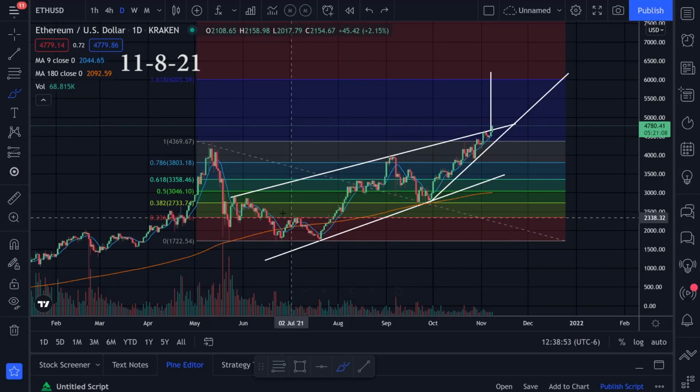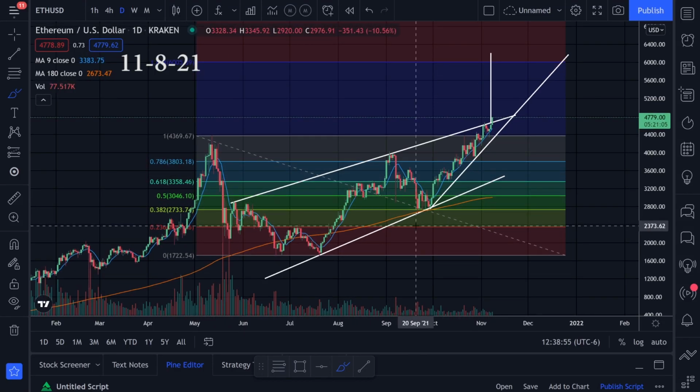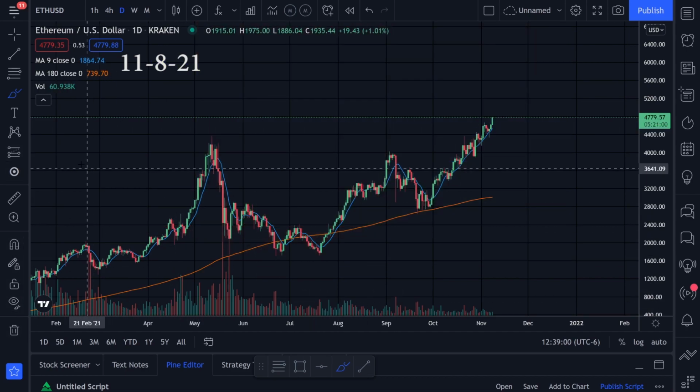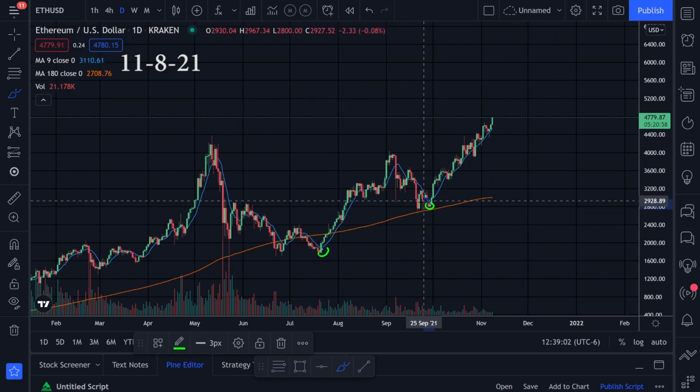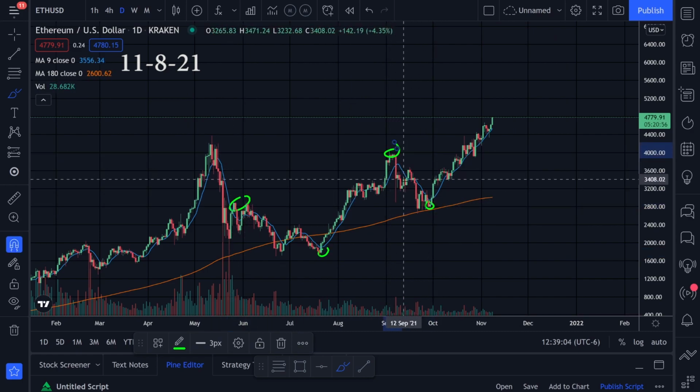Let's take a look at the chart action for Ethereum. Okay, so here is what I'm looking at. I have a bunch of stuff on my chart. Let's clear it out and I'll show you from scratch. So we have support right here, resistance right here, and resistance right here.